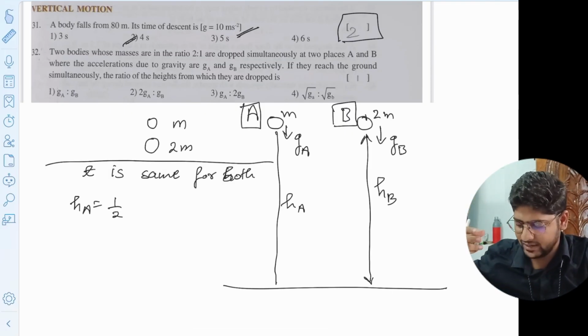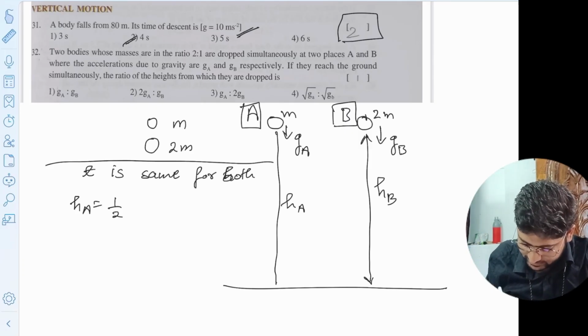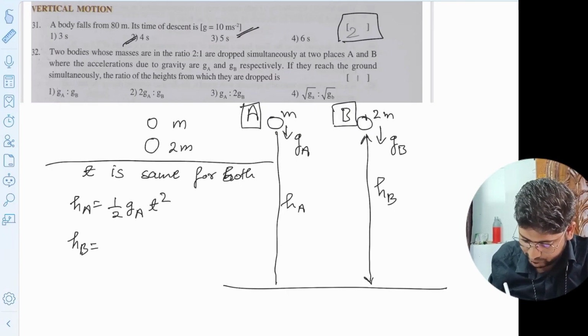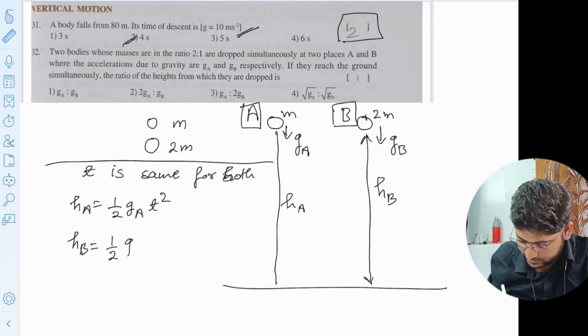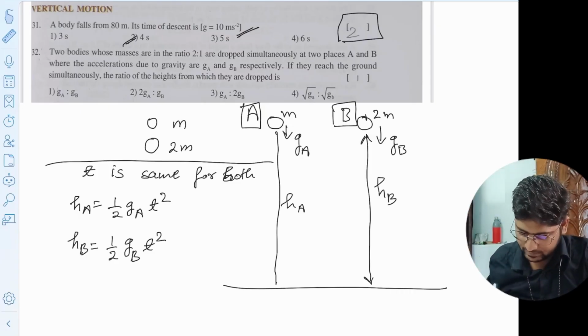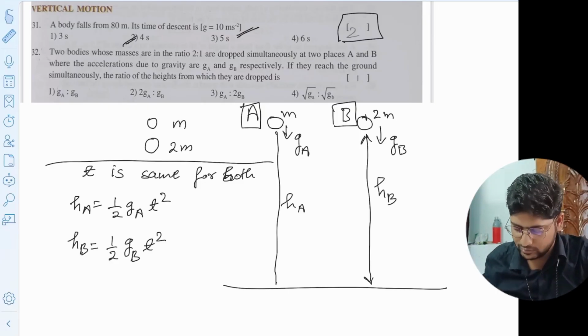Acceleration is GA for one and GB for the second. So height A, acceleration will be GA into T square, and height of B will be what? Half, same way, GB into T square. UT plus half AT square, acceleration is GB, so half GB into T square. Now calculate, and T is same for both because in the same time both are coming to the ground.